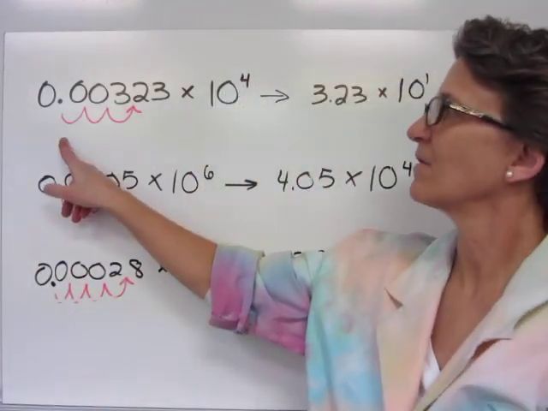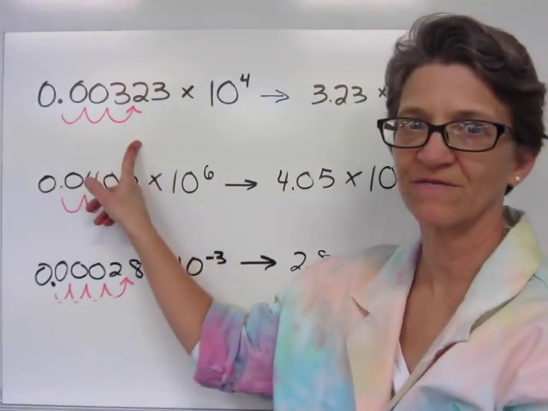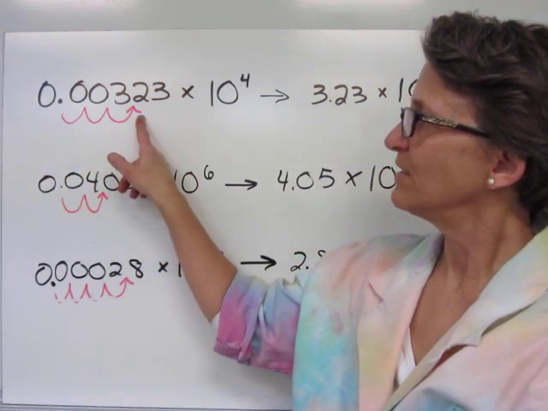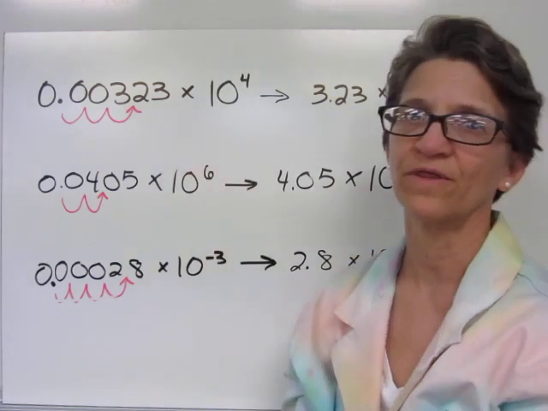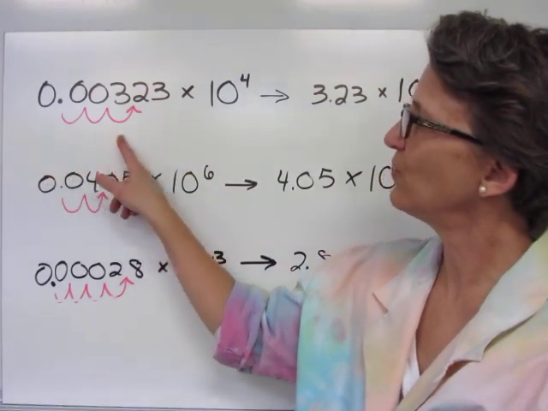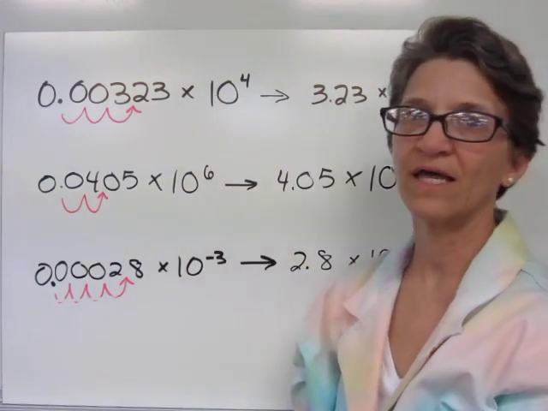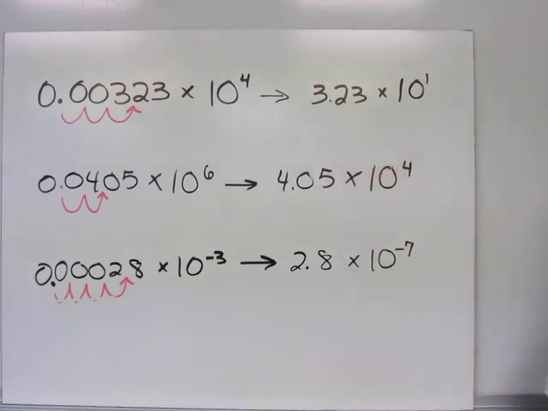This time, we have small numbers, and we need to change them to the proper scientific notation. I'm going to move our decimal point so that the 3 is just in front of it, and I have times 10 to the fourth. So I'm going 1, 2, 3. We need to subtract 3 from my exponent. My final number in proper scientific notation, 3.23 times 10 to the first.